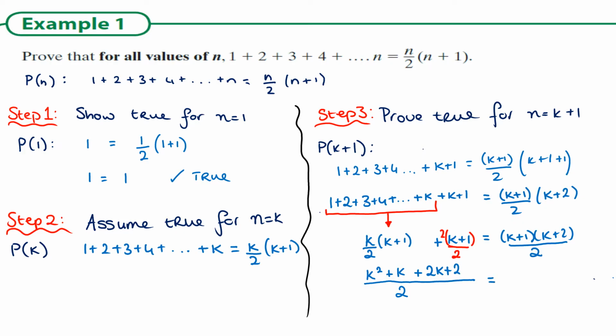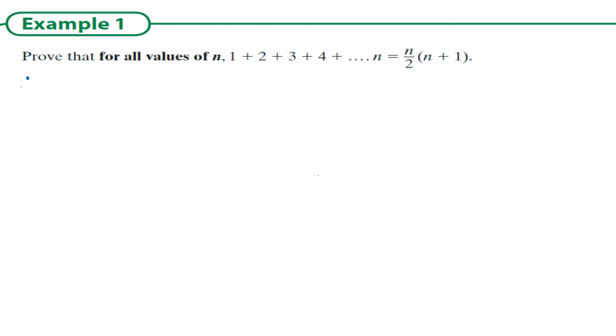I'm also going to multiply out this top line just to make it easier. Okay, k squared plus k plus 2k plus 2 all over 2, and we should end up with the same thing. So yes, k squared plus 3k plus 2 all over 2. So we have proved that to be true. Just a bit of space, so we'll say therefore P(k plus 1) is true.